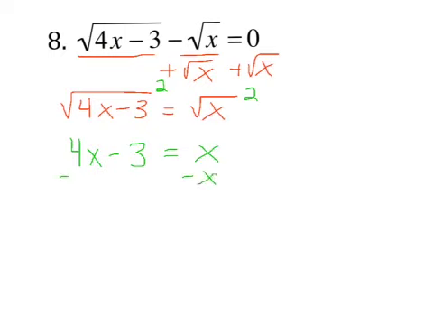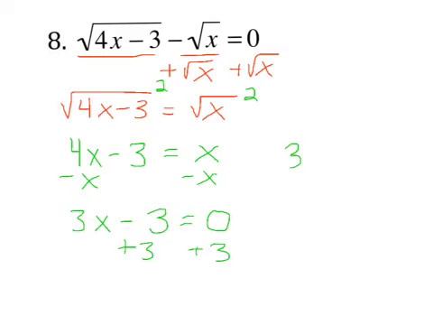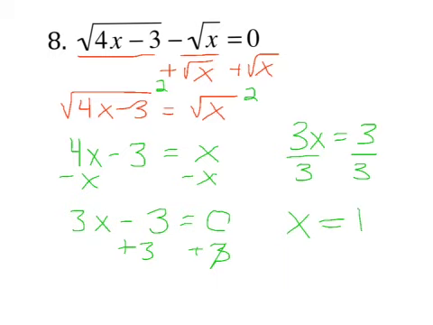Subtract x. So 3x minus 3 equals 0. Add the 3. So 3, oops, let's erase that. So 3x equals 3. And finally, we get our answer that x equals 1.